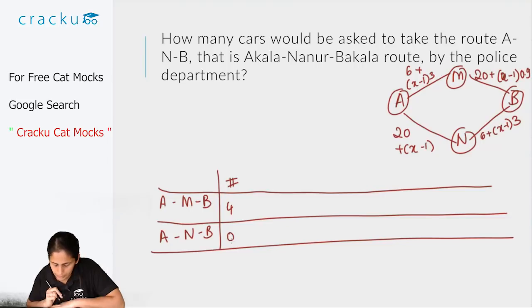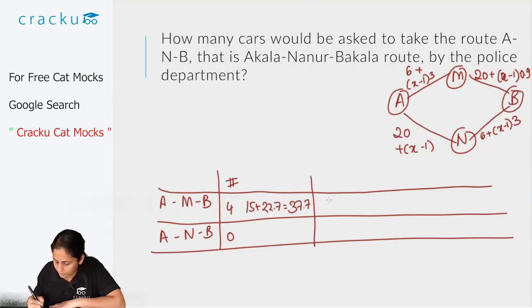So in this particular extreme case, this will be 6 plus X minus 1 times 3. So X is 4. So 6 plus 3 into 3, that is 9. So this will be 15 minutes, plus this will be 4 minus 1, that is 3, 3 into 0.9, that is 2.7. 20 plus 2.7 is 22.7. In this case, this value will be equal to 37.7. Let's calculate the same thing for this, which is 0, so that is not needed. So all 4 cars will take 37.7 minutes.